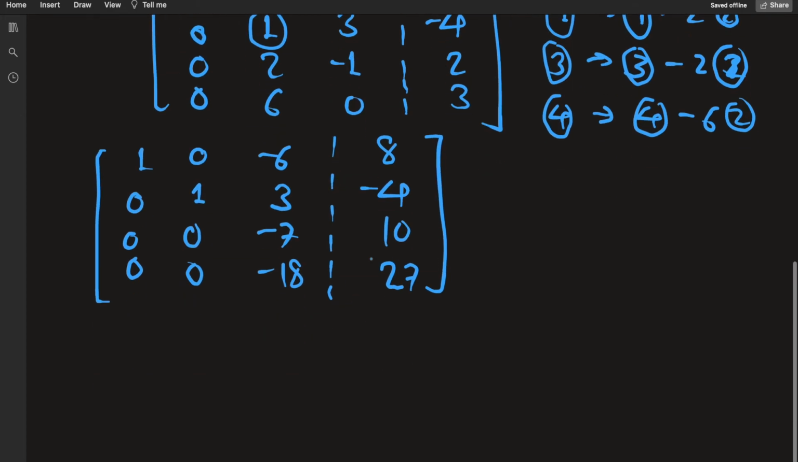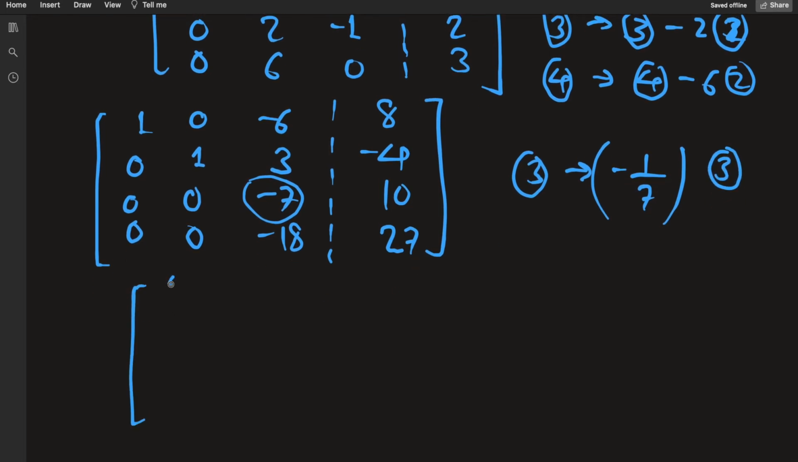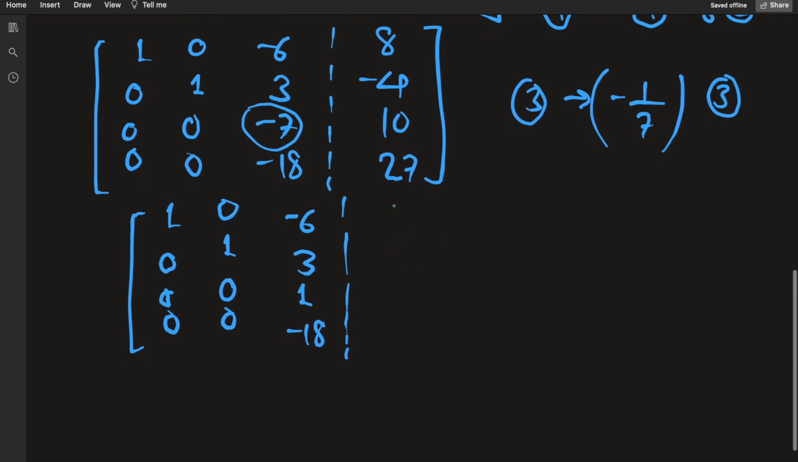Now we need a pivot over here in the third row in place of negative 7. So I'll divide row 3 by negative 7 throughout. That'll give us 1, 0, 0, 0, 0, 1, 0, 0, negative 6, 3, 1, negative 18, 8, negative 4, 10 over negative 7, negative 10 over 7, and 27.